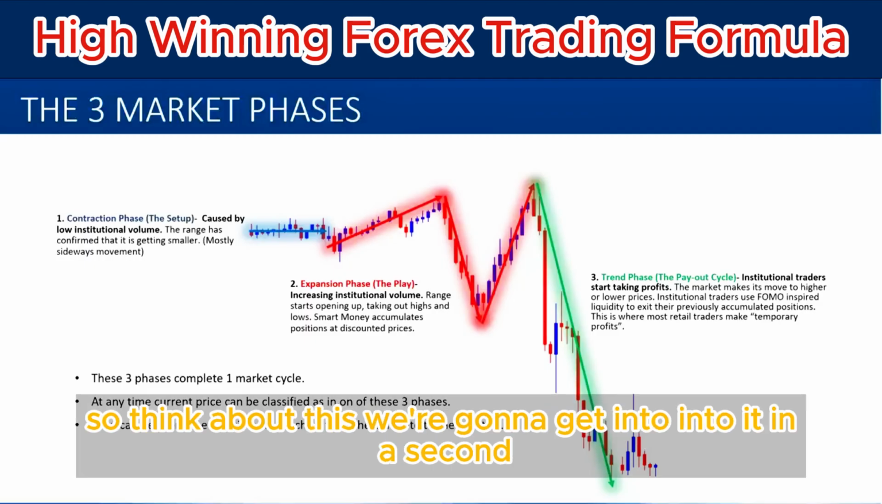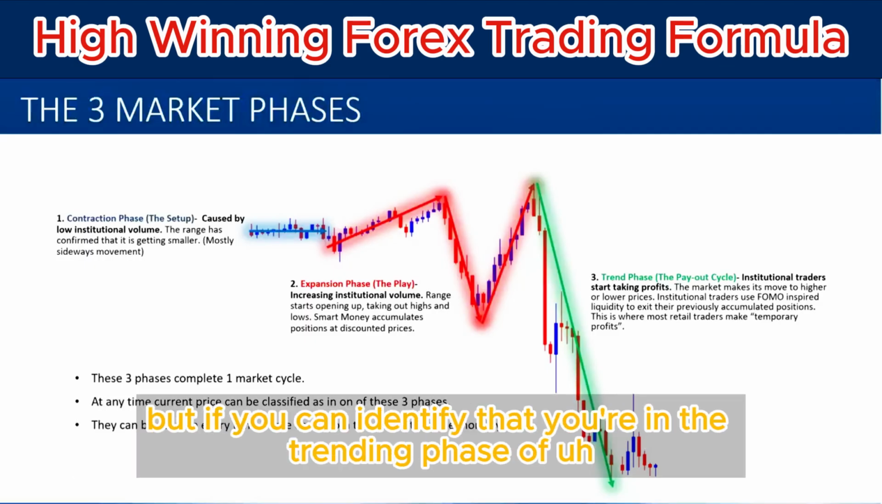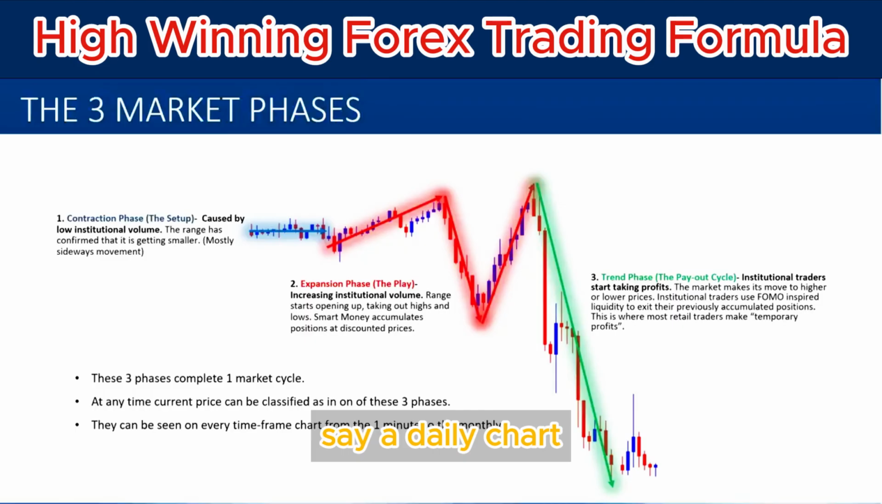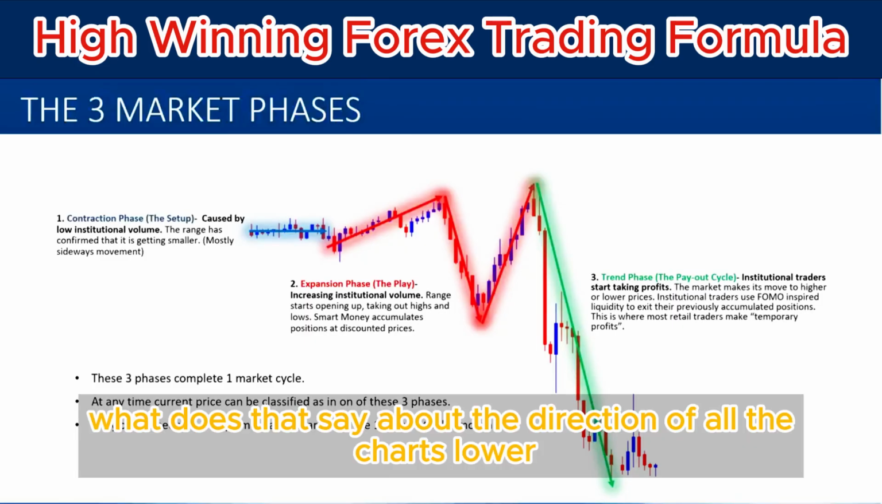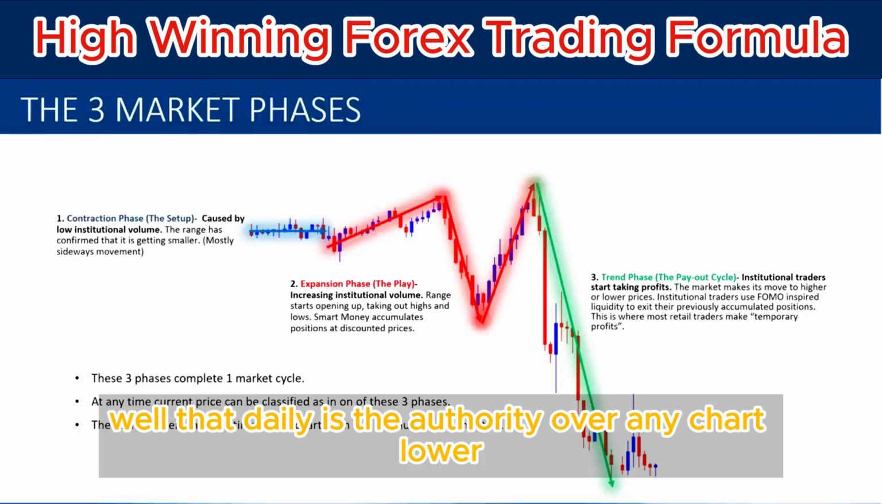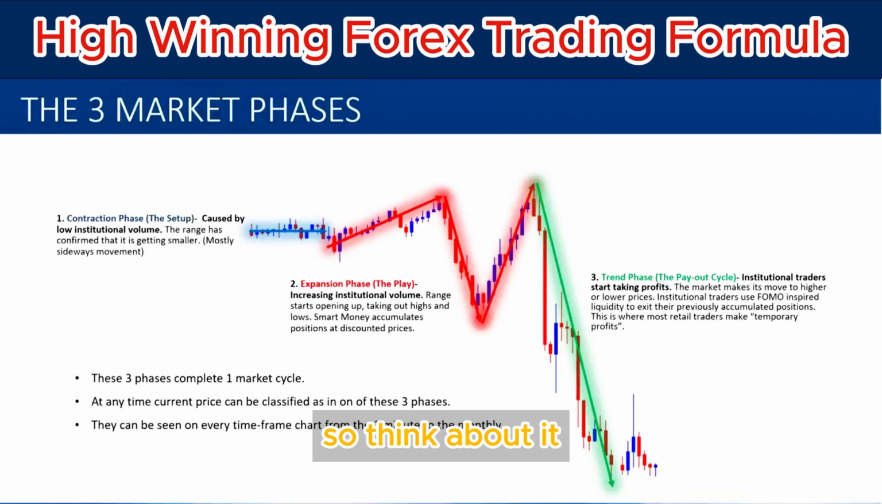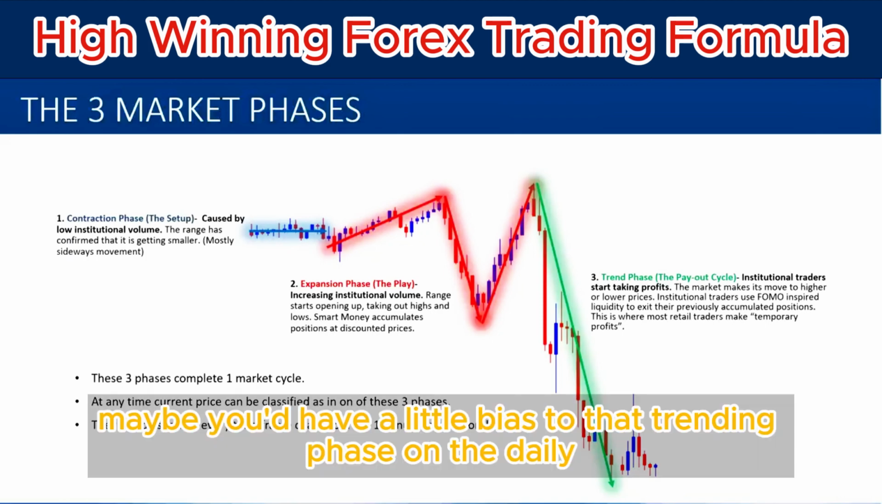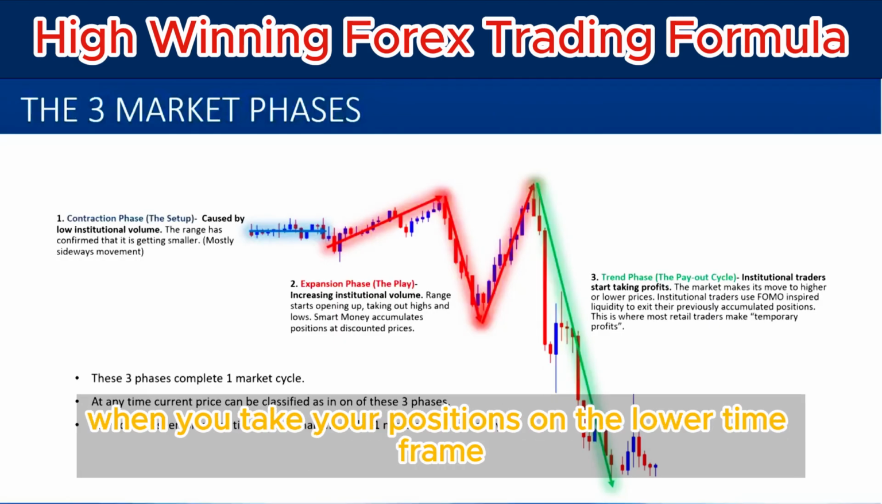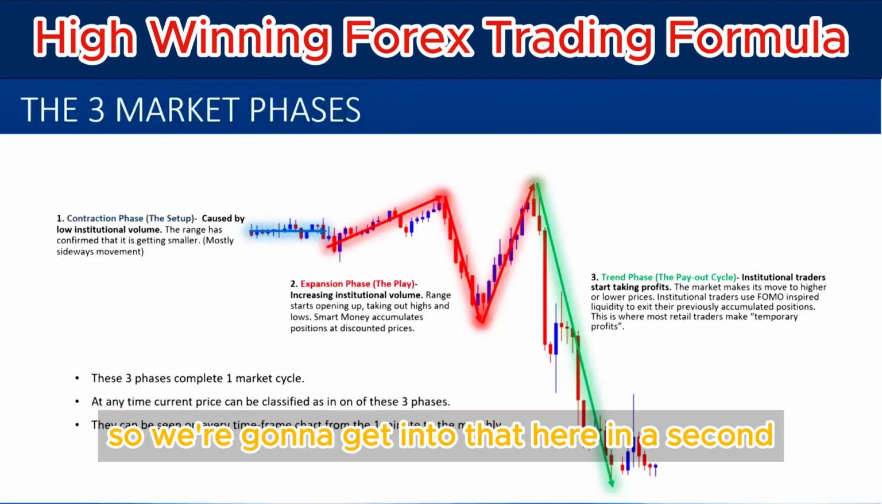So think about this. We're going to get into it in a second, but if you can identify that you're in the trending phase of, say, a daily chart, what does that say about the direction of all the charts lower? Well, that daily is the authority over any chart lower, so think about it. Maybe you'd have a little bias to that trending phase on the daily when you take your positions on the lower time frame. So we're going to get into that here in a second.